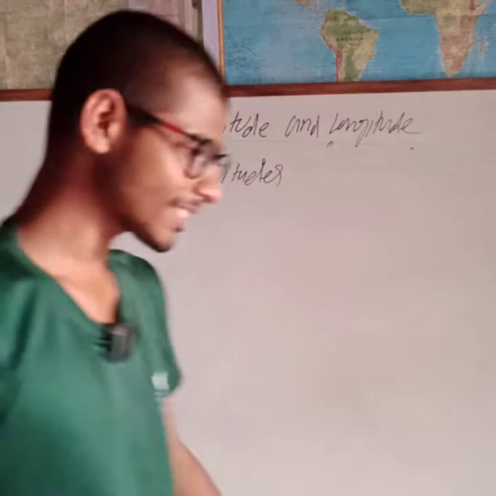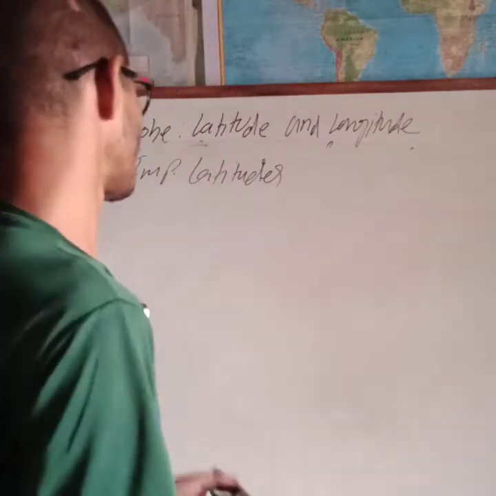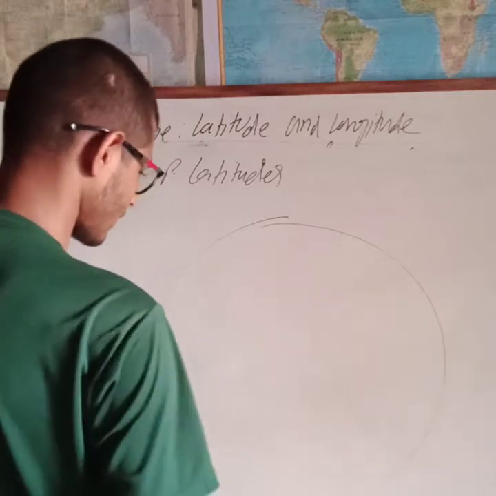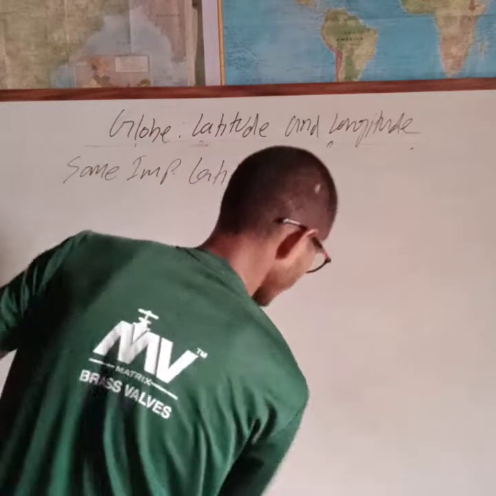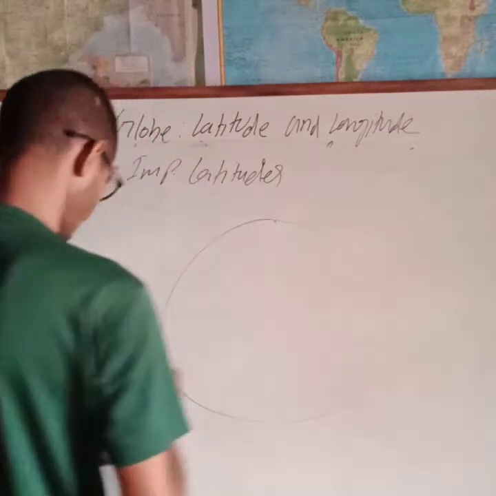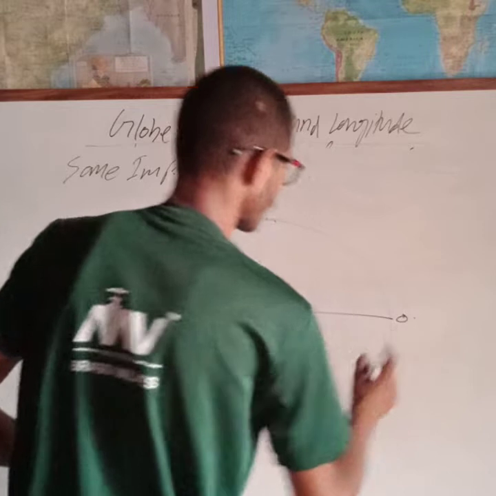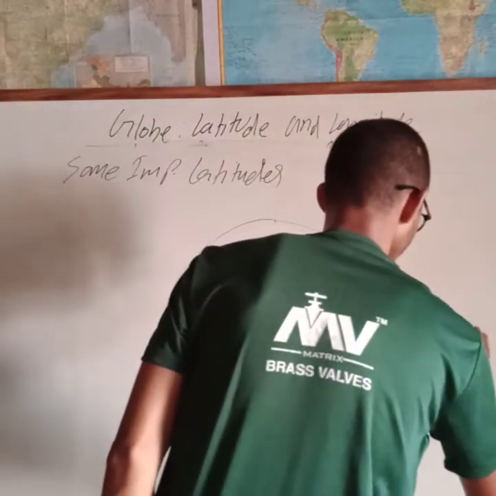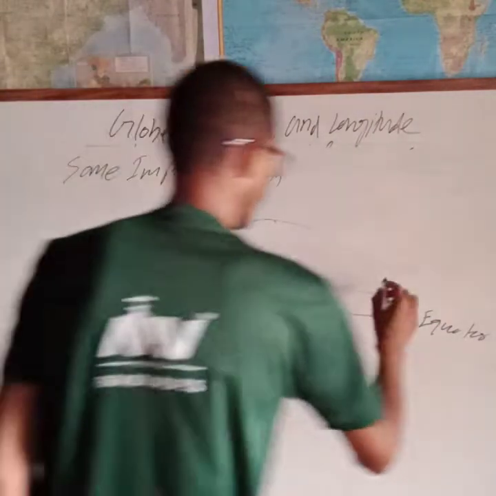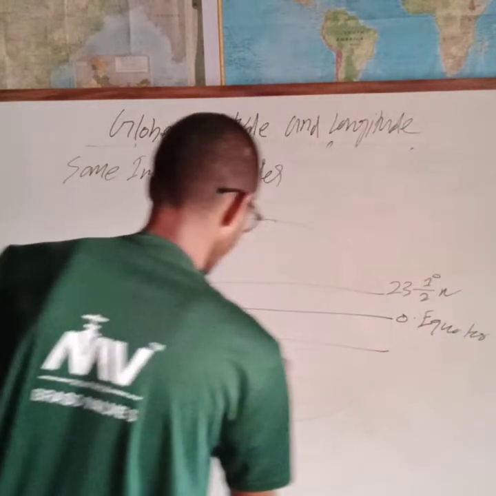Some of the important latitudes, fine. So let me just draw the... okay, I'll draw some other one. Fine. So this is 0 degree, we call it the equator. Fine. Then we have 23 and a half degrees north and 23 and a half degrees south.